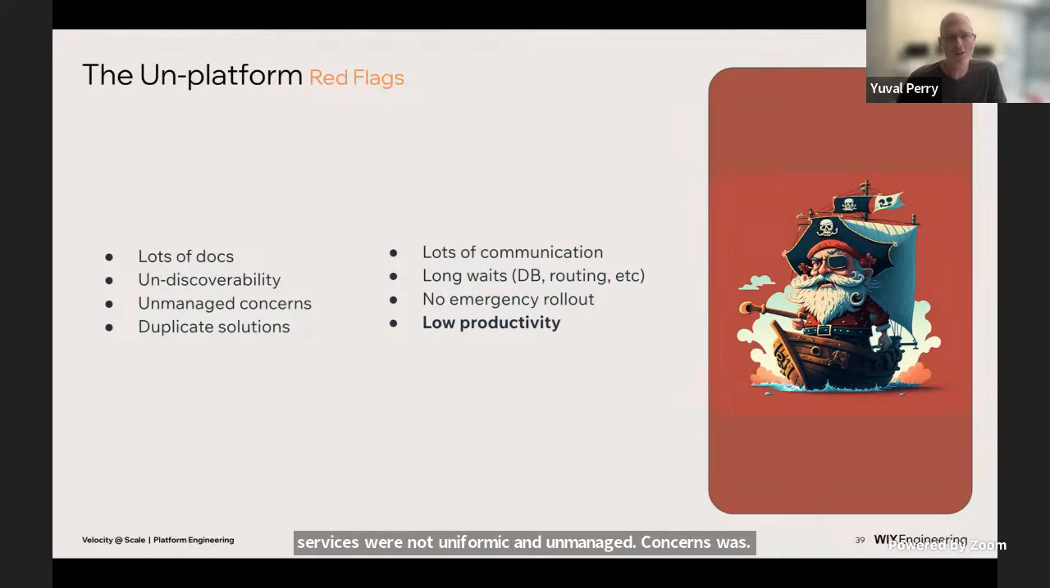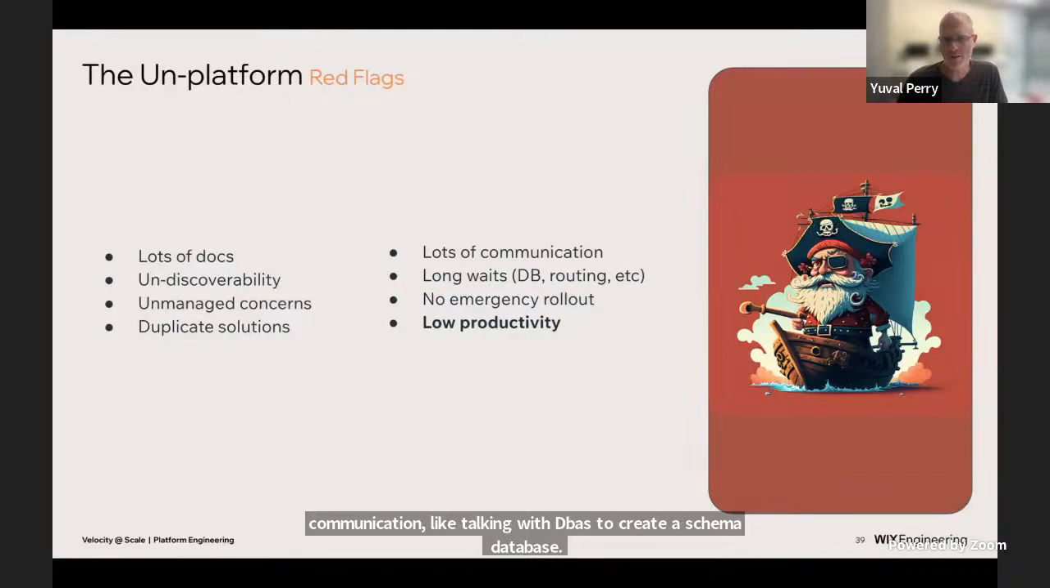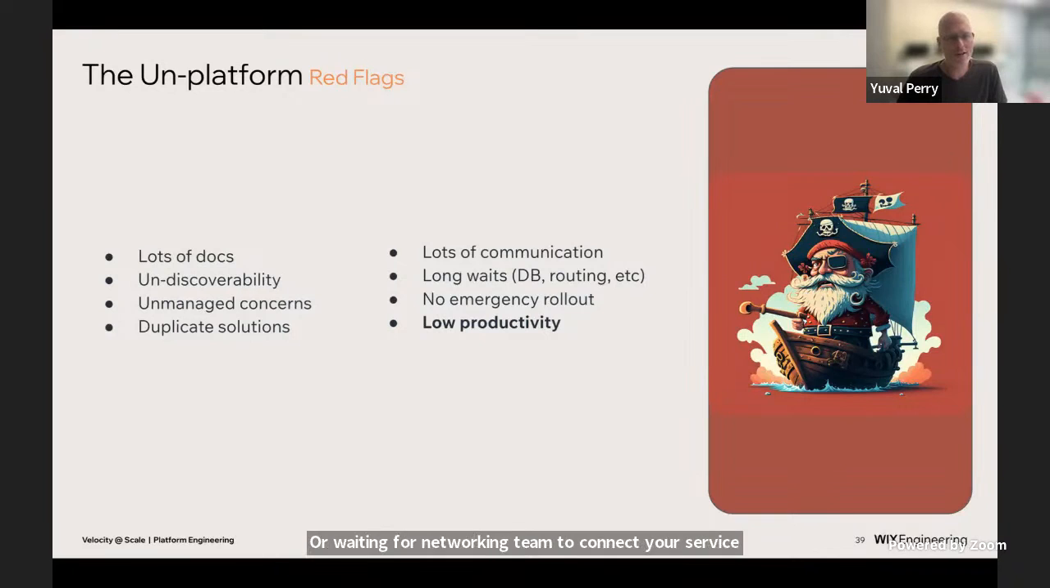We had a lot of duplicate solutions and a lot of communication, especially ineffective communication, like talking with DBAs to create a schema database, or waiting for a networking team to connect your service to production. And you had to wait a lot. And another issue is that there was no emergency rollout, right? So if you had like this log4j issue, I remember from 2 years ago, where they had a 0-day malware, then there was no easy solution to do an emergency rollout. And this whole thing leads to an organization with very low productivity.